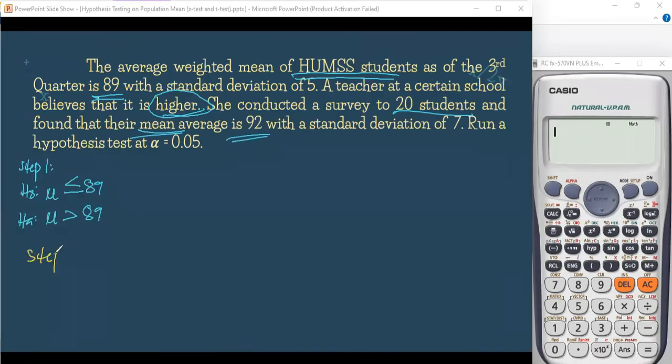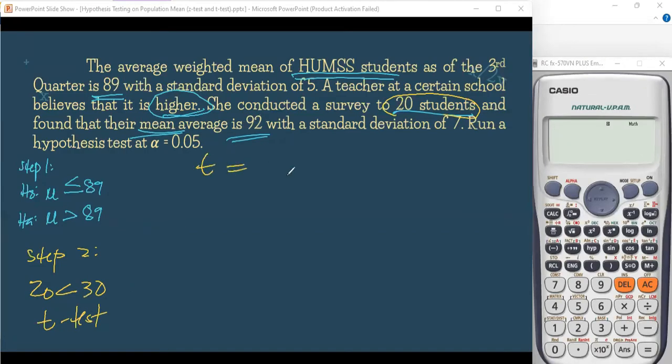Step number 2 naman po, we need to identify if this problem will use t-test or z-test by identifying the number of samples. So dito po, ilan po yung sample? Sabi po dito, she conducted a survey to 20 students. So 20 po, ibig sabihin, we're going to use the t-test because 20 is less than 30. At kapag less than po, di ba, we use the t-test.